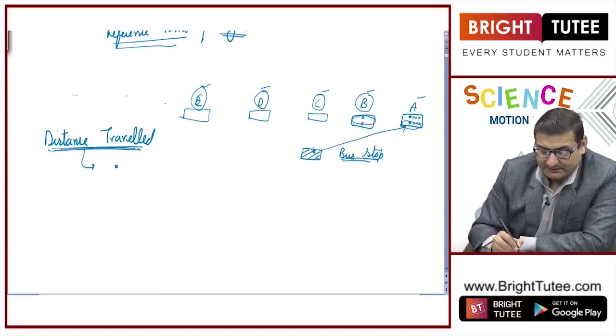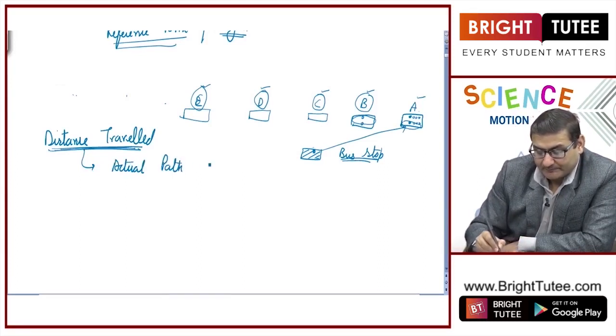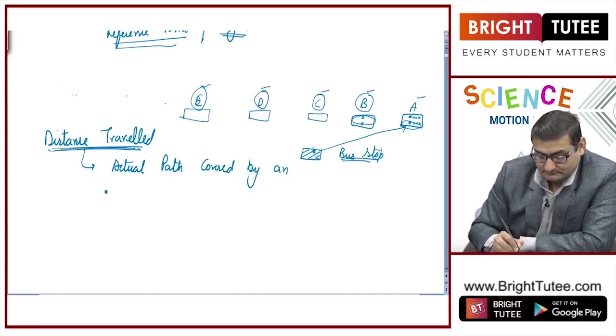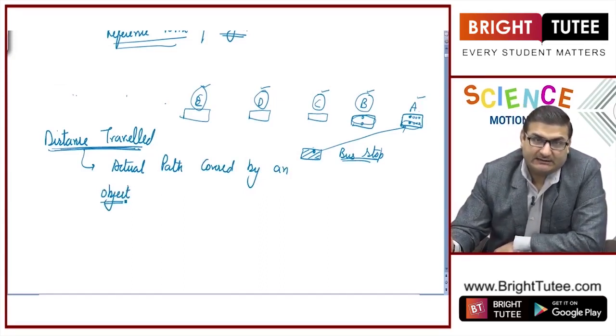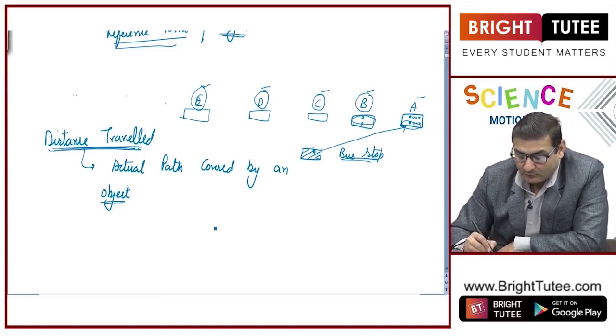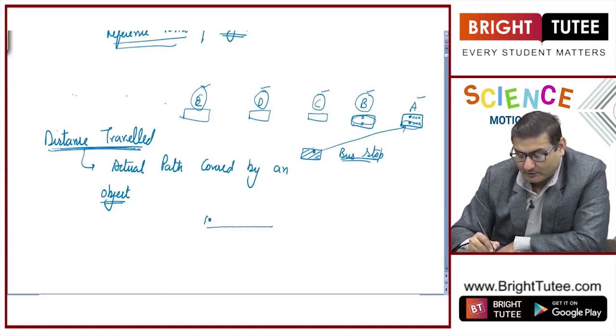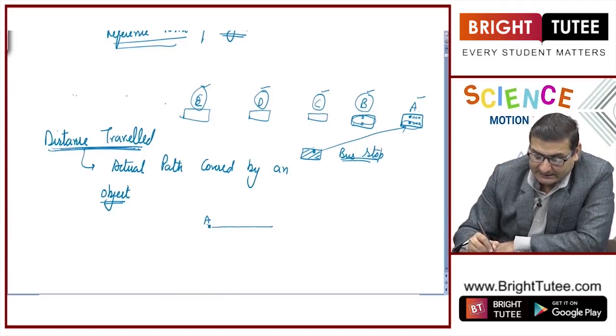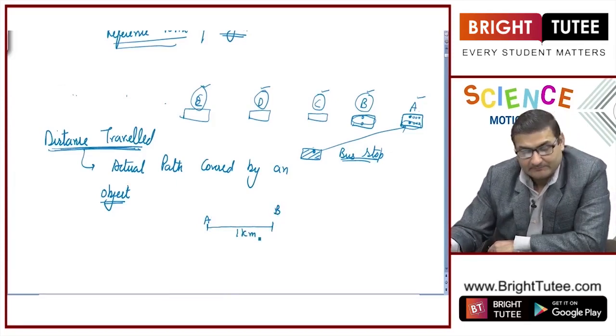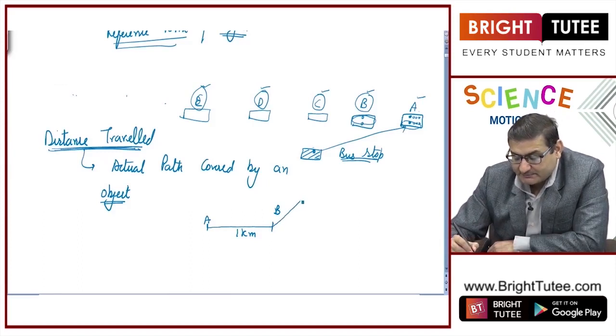The distance travelled is defined as the actual path covered by an object. When I say the actual path covered by an object, I mean how much path this particular object has covered. For example, I started moving from this point A and I went to this point B, which is 1 kilometer away from me. Then I changed my direction.